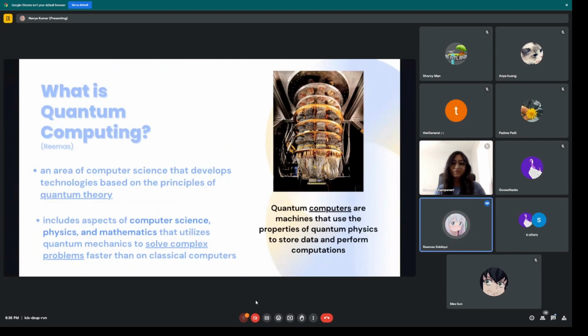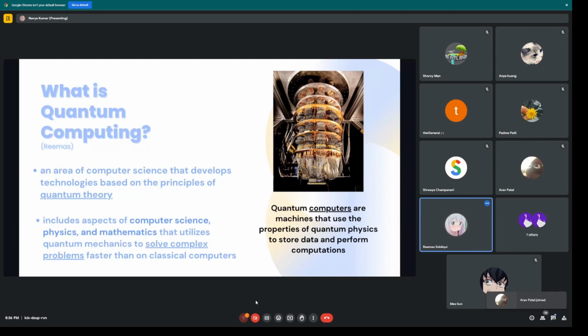Okay, starting off, just to define quantum computing quickly. It's an area of computer science that develops technologies based on the principles of quantum theory and quantum physics. Physicists use aspects of computer science, physics, mathematics, and quantum mechanics to solve complex problems faster than regular computers can. On the side there, that's a photo of a quantum computer that belongs to IBM. They use the properties of quantum physics to store data and perform computations.